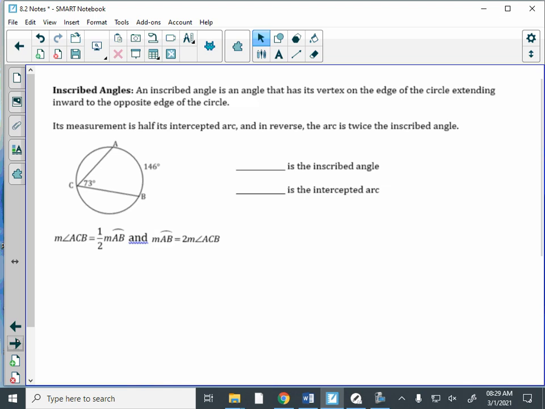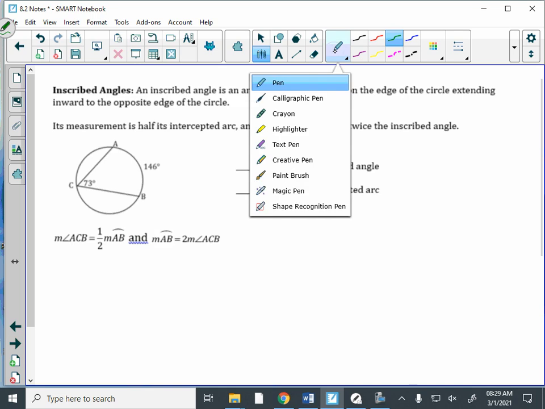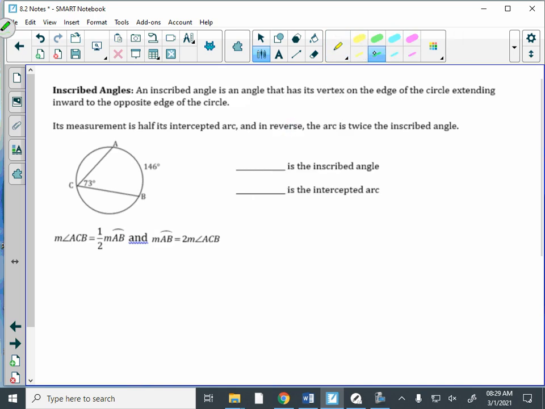Another type of angle is an inscribed angle. That's where the angle is on the edge of the circle. So if I have this angle right here, here's my inscribed angle, angle ACB. The vertex is on the edge. C is on the edge of the circle.